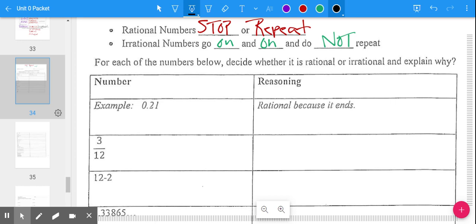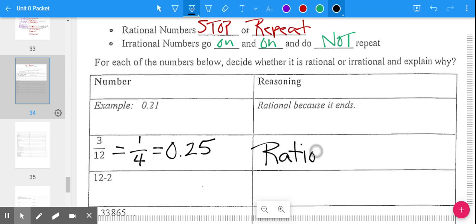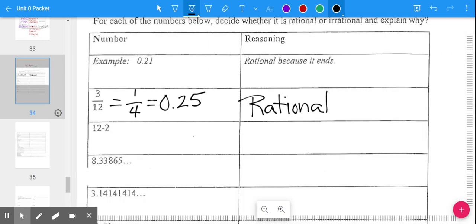So this first one, it's 3/12, which can be simplified to 1/4. 1/4 written as a decimal is 0.25. Because that decimal stops at that 5, that is rational. Our next one is 12 minus 2, which is equal to 10. As was said on one of the other notes pages that you should go back and fill in for sure, all whole numbers are rational.